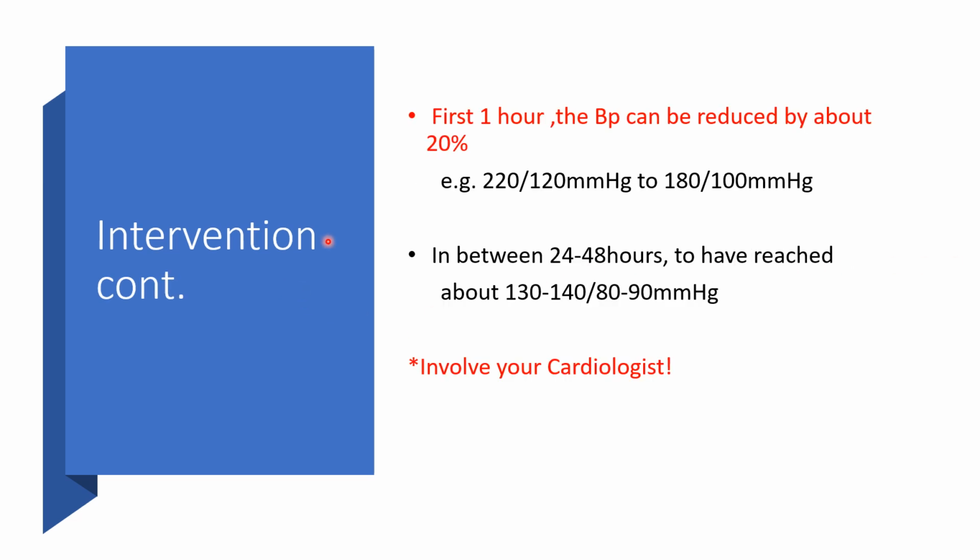Now, still on intervention, in the first hour, the BP can be reduced by about 20%. And I've given an example here, so you can pause and rewind the other time I gave explanation on that. And within 24 to 48 hours, you must have reached about 130 to 140 over 80 to 90, so you don't crash it. It's going to take several hours. And then don't go this difficult road alone. Involve the cardiologist.